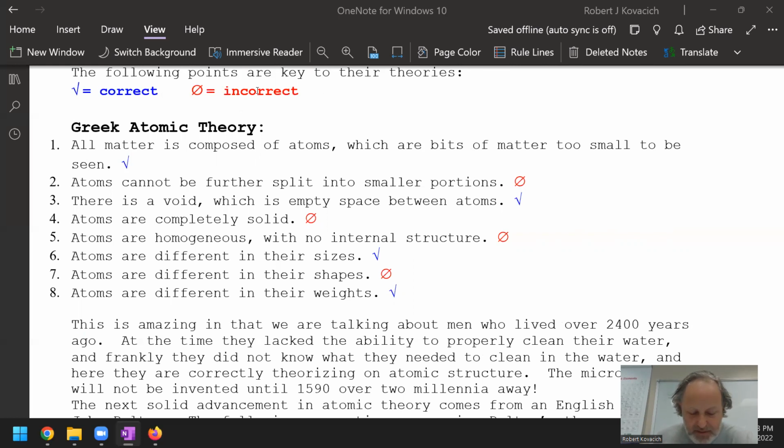Great. Atoms cannot be split into further smaller portions. Well, we already know that's not true because earlier we talked about protons, neutrons, and electrons. Atoms are completely solid. They are not completely solid. We're going to find out that they're really hollow, actually. They are homogeneous with no internal structure. Also not true. We know that there's protons, neutrons, and electrons, and that they have specific positions within the atom that they reside. All atoms are different in their sizes. That is true. All atoms are different in their shapes. That is not true. They are the same, actually. Even the small ones and the large ones, they're all the same. And they're different in their weights. That is also true.